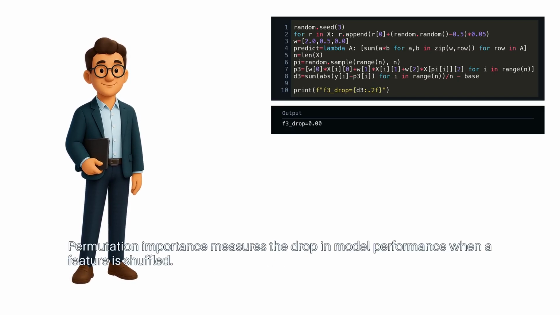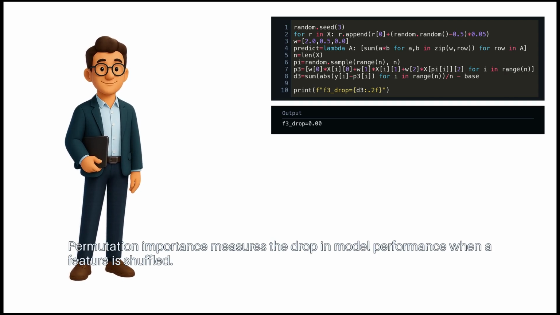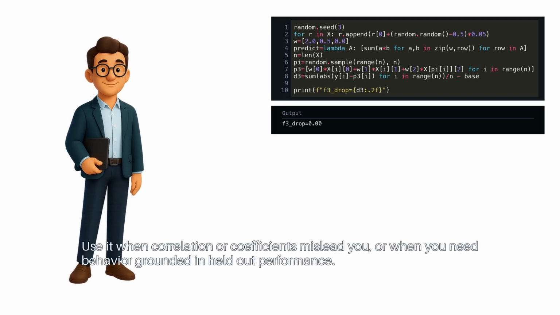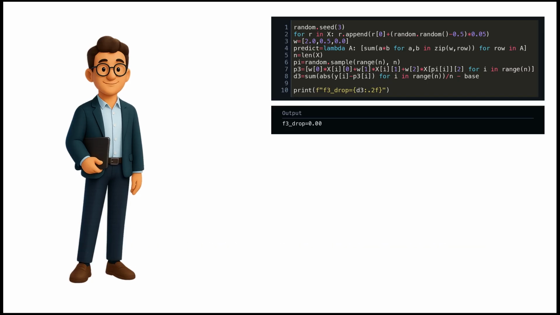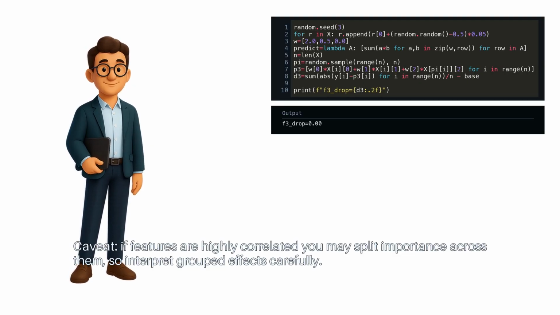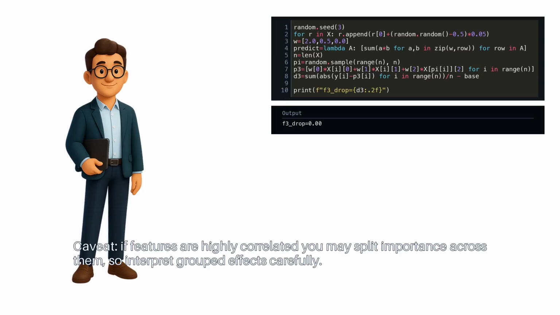Recap. Permutation importance measures the drop in model performance when a feature is shuffled. Use it when correlation or coefficients mislead you, or when you need behavior grounded in held-out performance. Caveat. If features are highly correlated, you may split importance across them, so interpret grouped effects carefully.